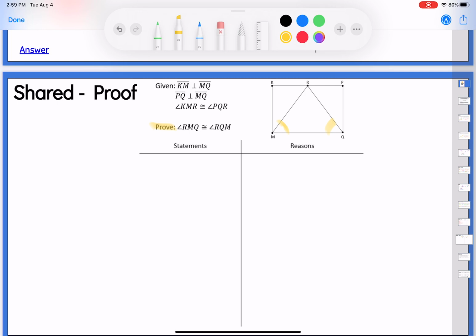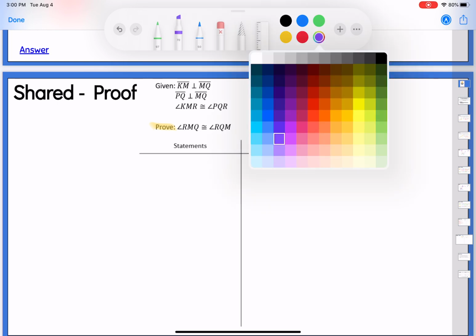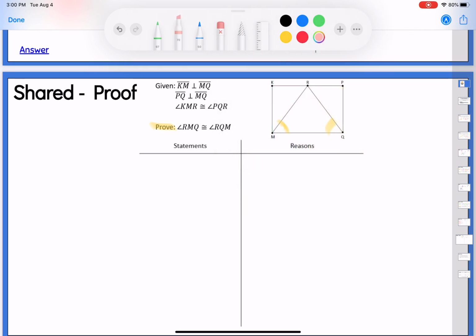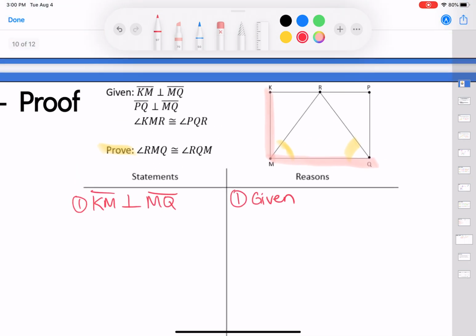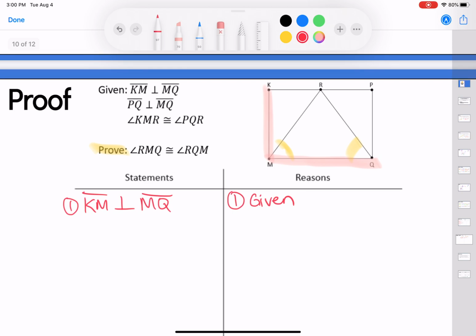Now let's see if I can't figure out what I do know already. So I'm going to start with, my first given was segment KM is perpendicular to segment MQ. Oh, I better start writing a little smaller. Okay, that's given. Now, what does that mean if they're perpendicular? Well, if the 2 segments are perpendicular, that means that I have a right angle here, right? I'm just going to write that as my second step.